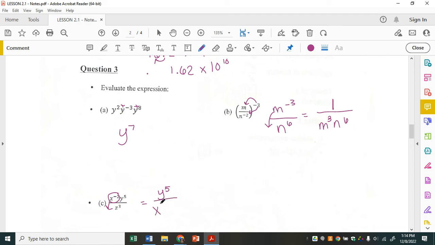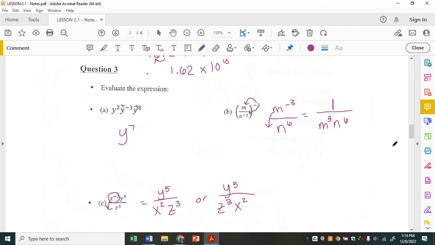Before the other term or after? Does it matter? Like if I wrote it this way or I wrote it this way? No, that doesn't matter. I like to go in alphabetical order. That's my only rhyme and reason to it. Okay.